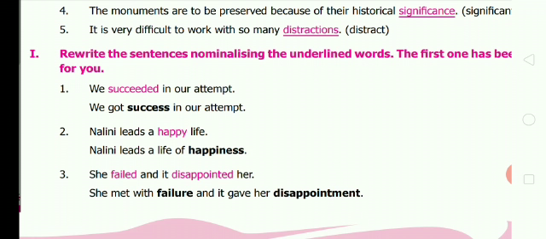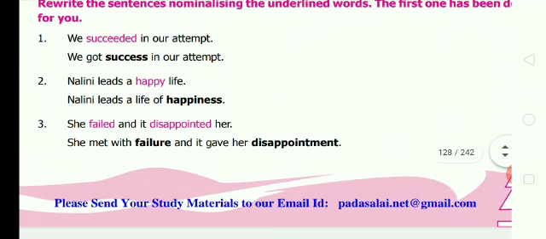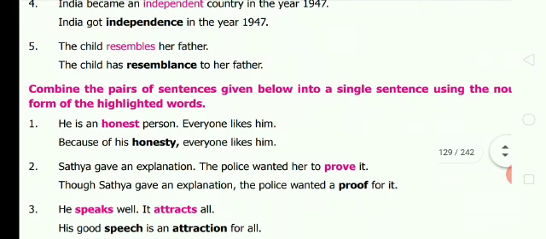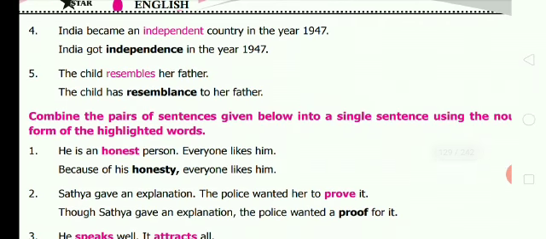Third one you see, she failed and it disappointed her. So, failed is verb. Failure is noun. Disappointed is verb. Disappointment is noun. She met with failure and it gave her disappointment. Fourth one. India became an independent country in the year 1947. So we see India got independence in the year 1947. Fifth one. The child resembles her father. So resembles verb, no? So the child has resemblance to her father.